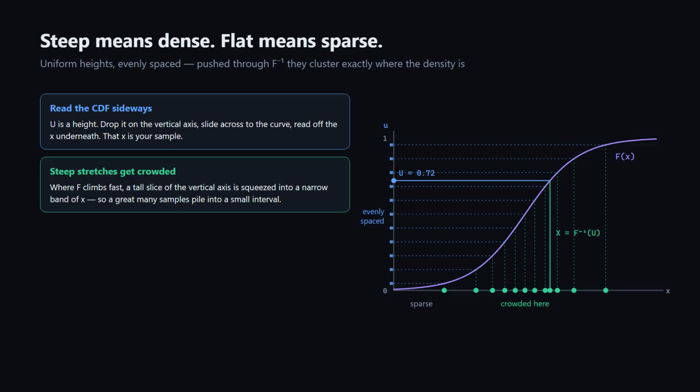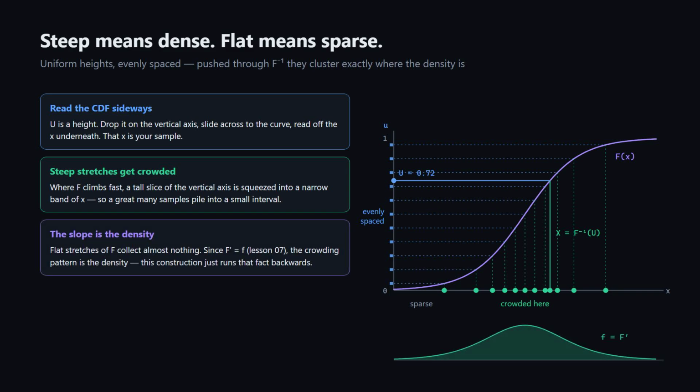Now scatter uniforms evenly up the vertical axis, evenly, because that is what uniform means, and watch where they land. Where the CDF is steep, a tall stretch of the vertical axis gets squeezed into a narrow band of x, so a great many samples pile into a small interval. Where the CDF is flat, the reverse. A long stretch of x picks up almost no vertical range and almost no samples. Steep means dense, flat means sparse. The slope of the CDF is the density, that is lesson 7, and this whole construction is that statement used backwards.